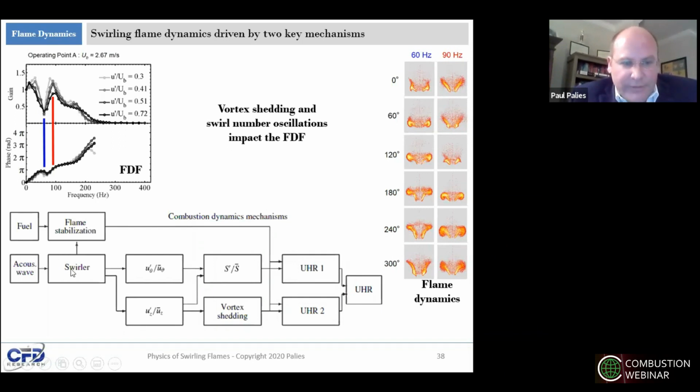So when an acoustic wave impacts a swirler, you have an azimuthal fluctuation that is created and an axial fluctuation. These fluctuations have different propagating speed, which lead to swirl number oscillation, swirl wave, and vortex shedding at the dump plane of the combustor. And both these mechanisms have a distinct heat release contribution, which determine the global heat release.